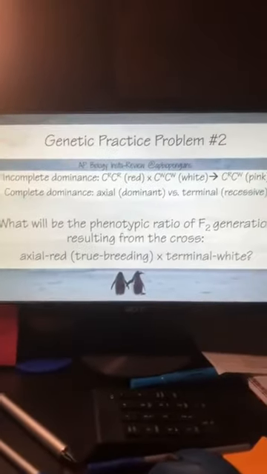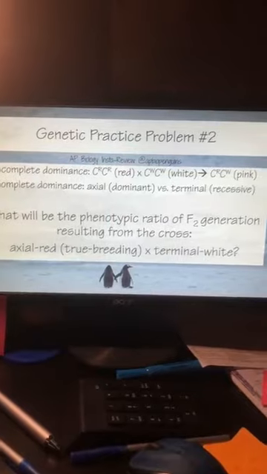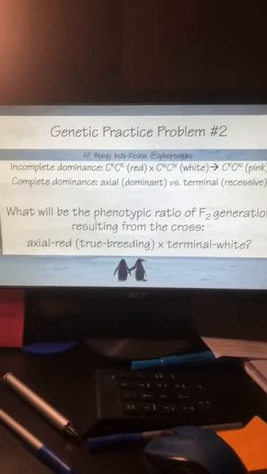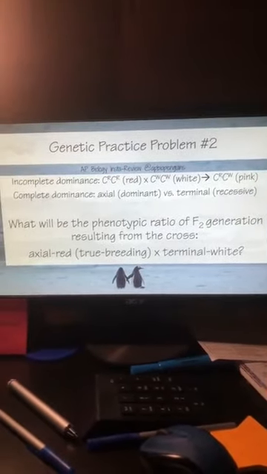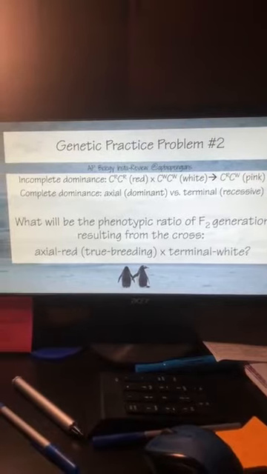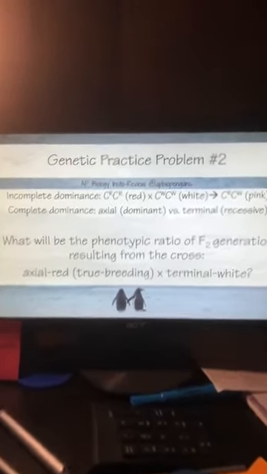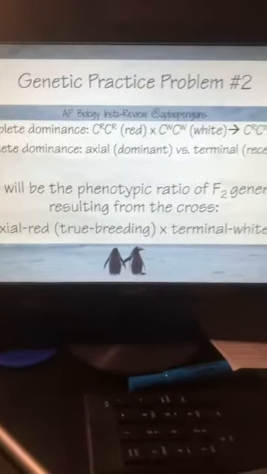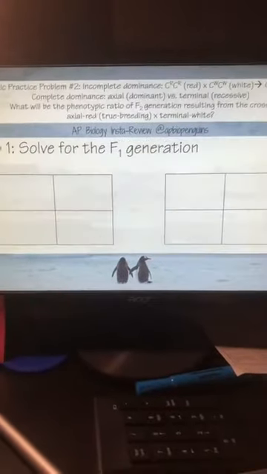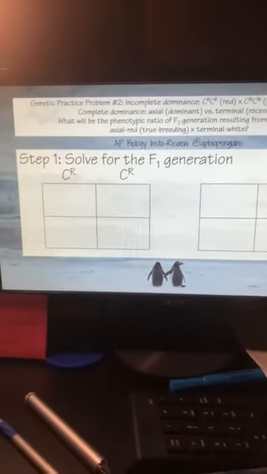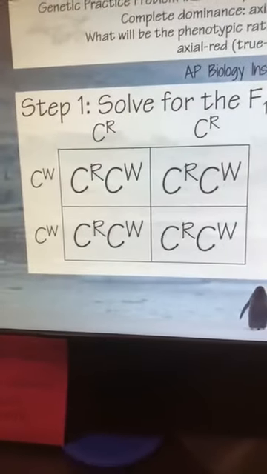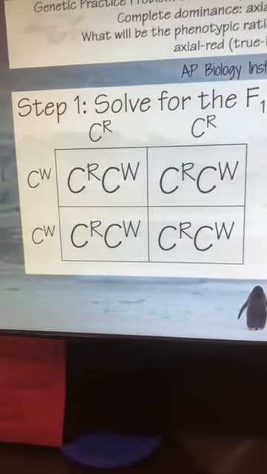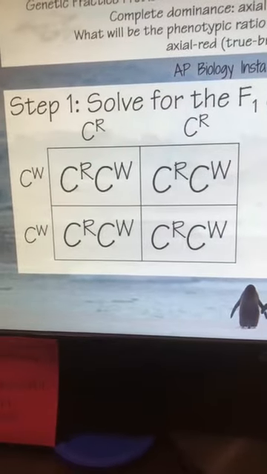And then the second thing in the question is a complete dominance trait. So we're looking at axial and terminal. We want to know the phenotypic ratio of an F2 generation resulting from axial red and terminal white. What I'm giving you, axial red and terminal white, is your parent generation. So we first need to figure out, what is our F1? If I cross the red with the white, I'm going to get 100% of them to be pink.